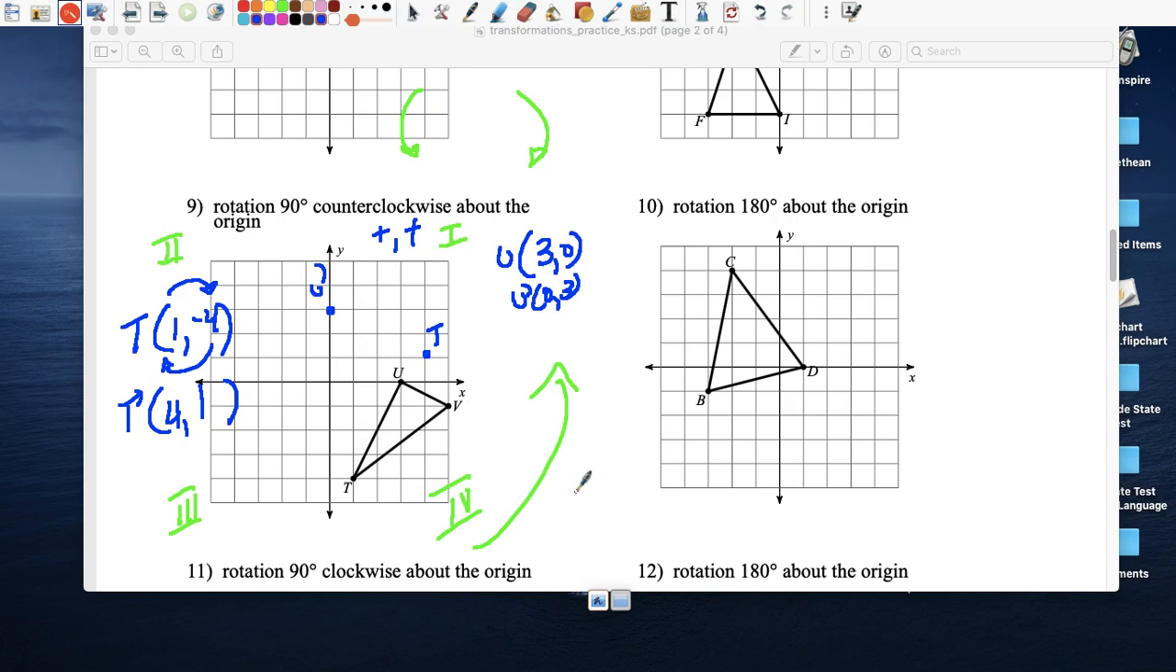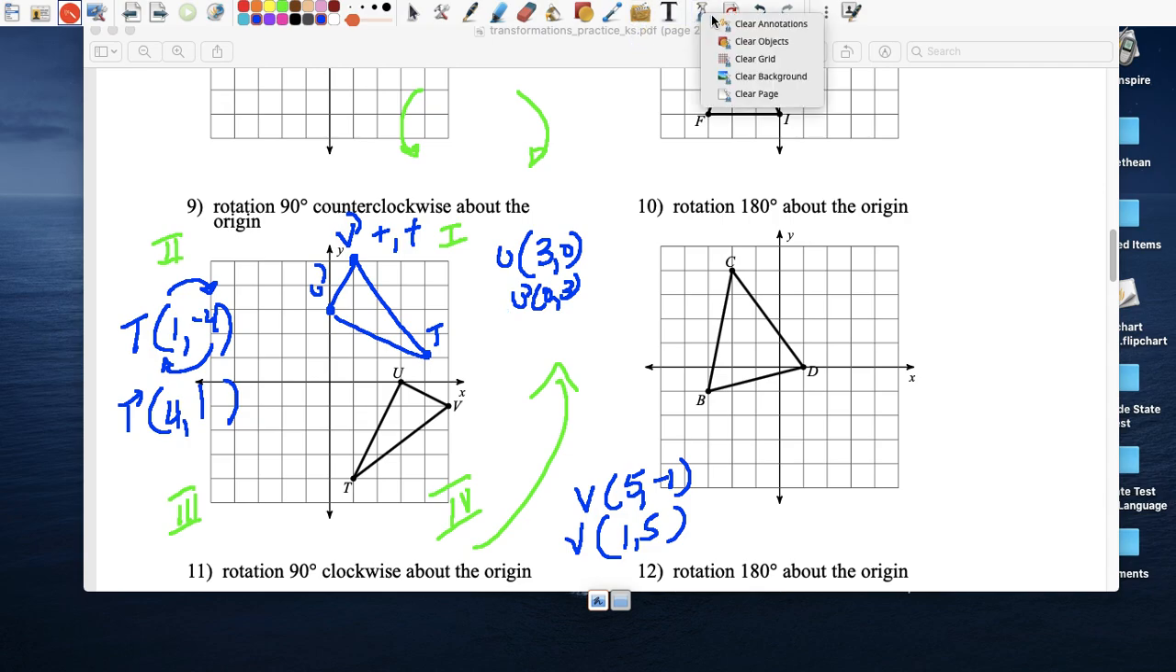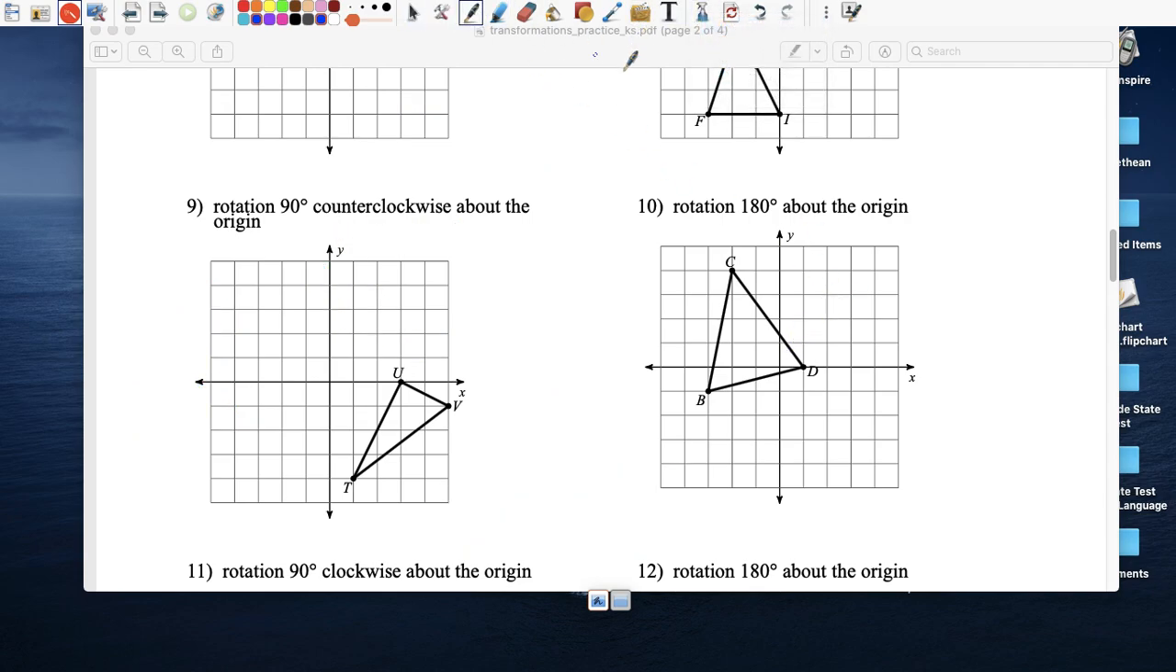Point V, let's see where point V is. Point V is currently at 5, negative 1. Switch spots, 5 and 1 switch places. And it lands in quadrant 1, and in quadrant 1 both numbers are positive, so it's going to be 1 and 5 right here. That's V prime. So connect, connect, connect. Yeah. This one is a 180 degree rotation, so it just means that it's going to look something like this, right?